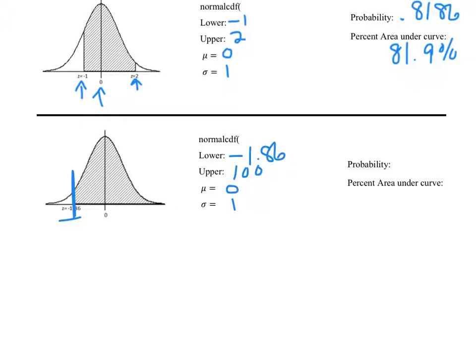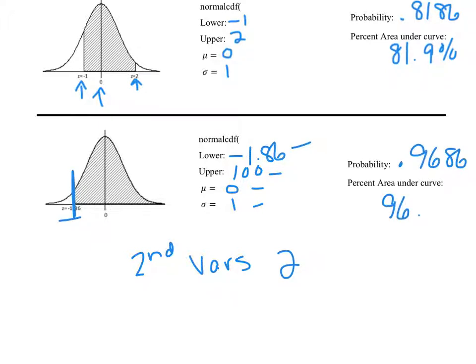Okay, so we put those numbers in. So it's second vars 2, and we plug these in, and we get a probability of 0.9686 and a percent of 96.9%.